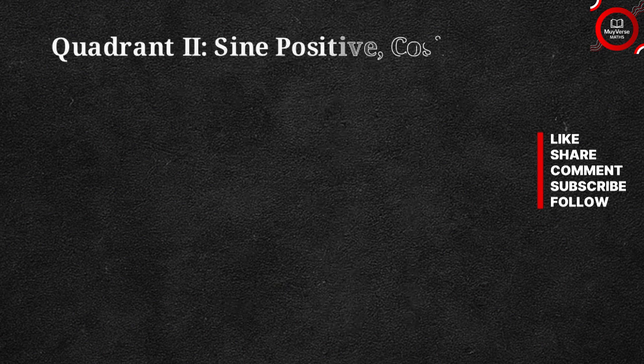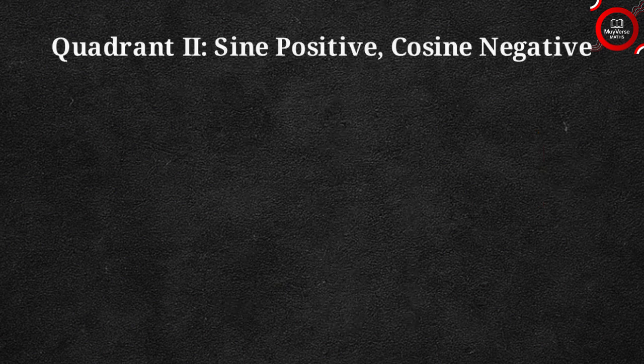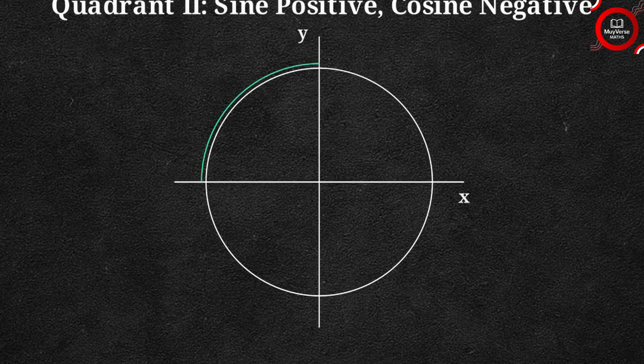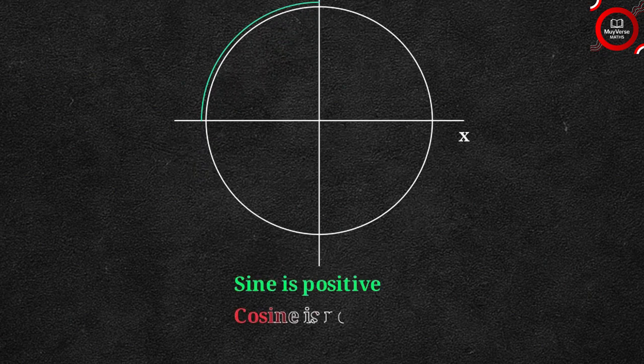Next, blackboard view, and focus on quadrant 2. In this quadrant, sine stays positive while cosine becomes negative. Here is a unit circle with the second quadrant highlighted. Remember, the y-coordinate is sine, and the x-coordinate is cosine. So in quadrant 2, sine is positive and cosine is negative.